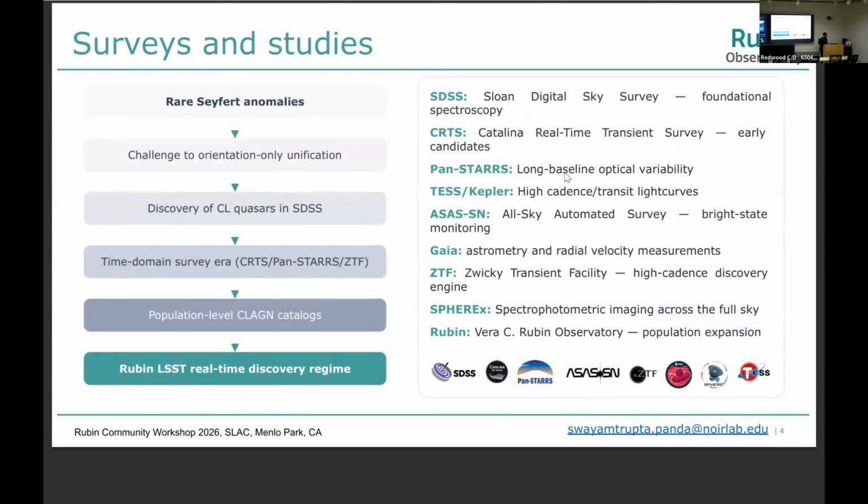So we have all these rare Seyfert anomalies, and moving on to the cases where multiple photometric and spectroscopic surveys have put in efforts and tried to collect these sorts of heterogeneous smaller samples. We have already seen things from SDSS, the Catalina survey, PanSTARRS, TESS, which did more of the high cadence transit light curves, ASAS-SN, Gaia, and ZTF, which has been the workhorse before Rubin. Most of our studies have been based on ZTF discovery in order to train our algorithms to get ready for Rubin, and also SPHEREx, which has been doing fantastic in terms of its multi-band coverage.